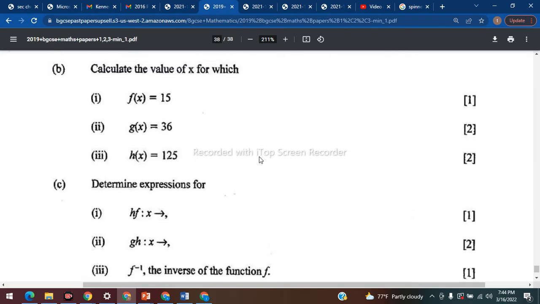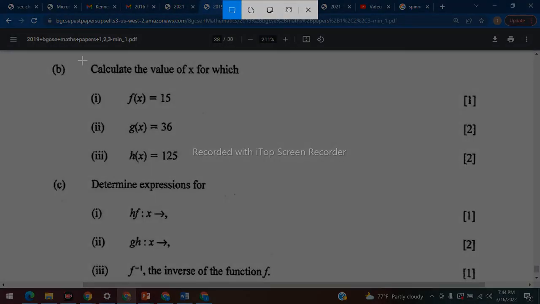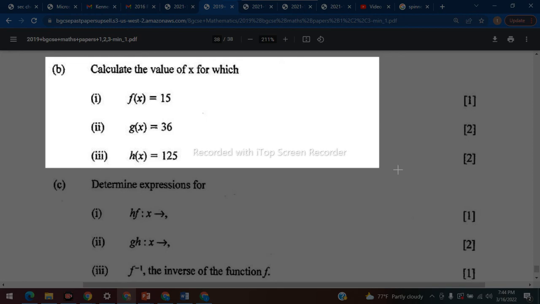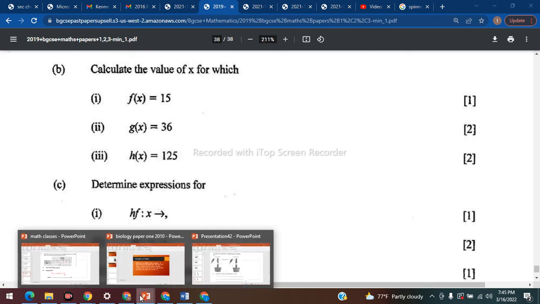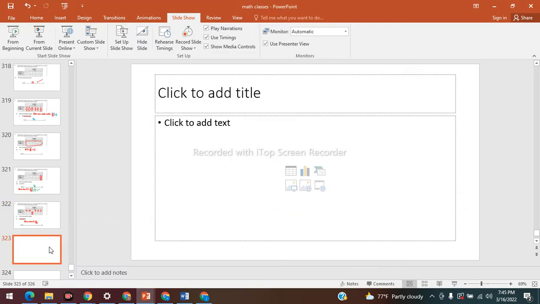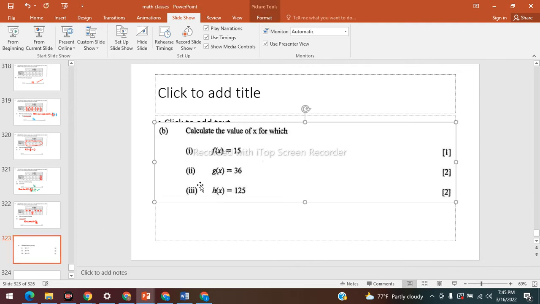Oh, we didn't finish DSA. Let's finish that. So calculate the value of x for which f of x equals 15, and for which g of x equals 36, and h of x equals 125.